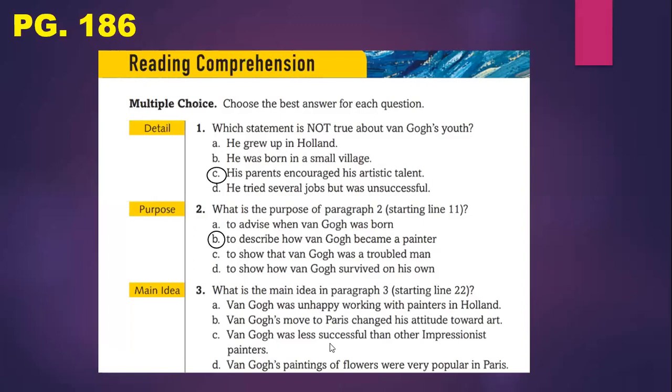Number 3. Okay, what's the main idea in paragraph 3, starting line 22? Van Gogh was unhappy working with painters. Van Gogh's move to Paris changed his attitude. Van Gogh was less successful, or Van Gogh's paintings of flowers. What's the main idea in this paragraph? Number 3. Some of you say it's letter B again. Letter B? Yes, letter B. Exactly. Melly and Abby and Andrea. That is the correct one. If you reread that paragraph, you will find it.